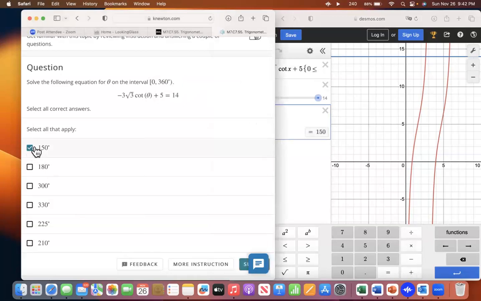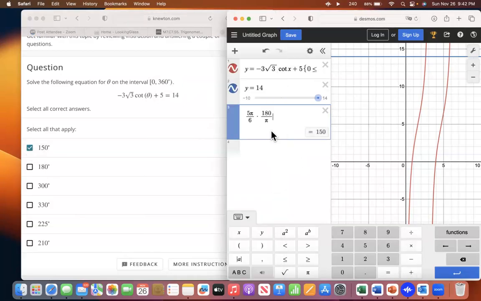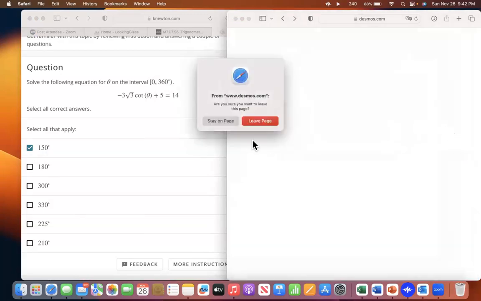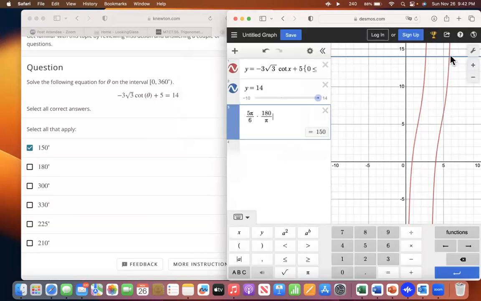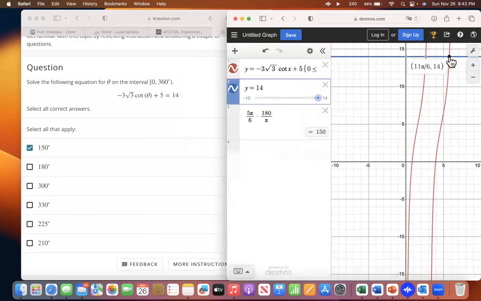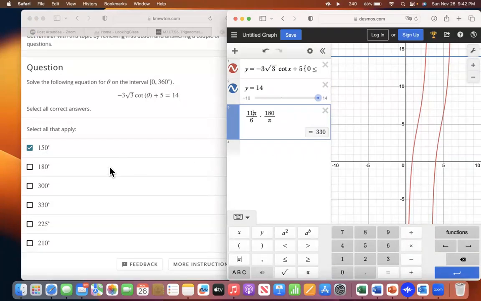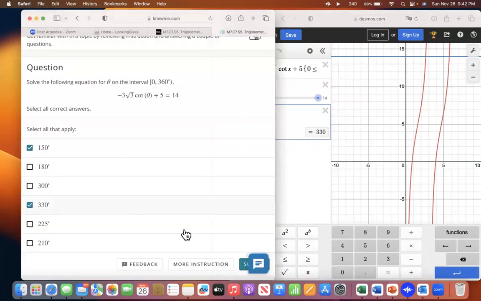Now the other one, all you have to do is edit that line. So go find the next intersection point. You want to stay on that page. That second one there is 11 pi. So change the 5 to an 11. There's the other one.